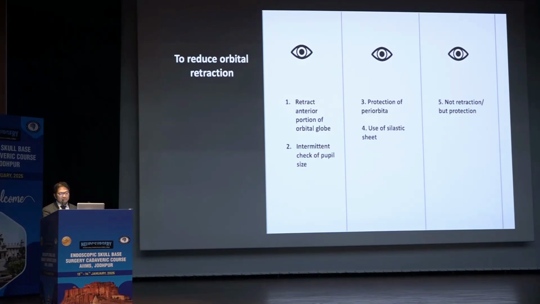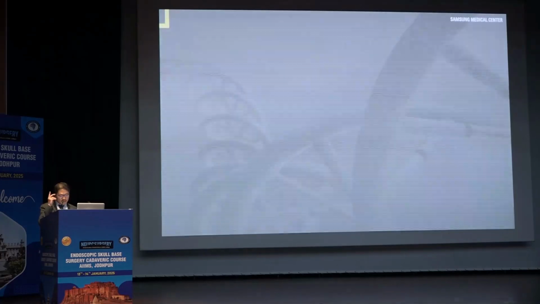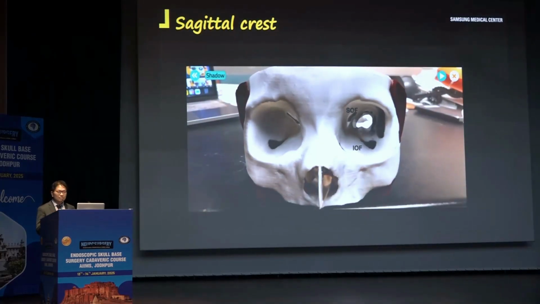But we have to know that retraction of the posterior portion of the orbital globe may be very dangerous. Postoperatively, the patient may complain of visual dimness. So we need to only retract the anterior part. Also, protection is sometimes a very important thing. Use the elastic sheet to protect the nasal mucosa. And we also have to keep in mind the dural protections.